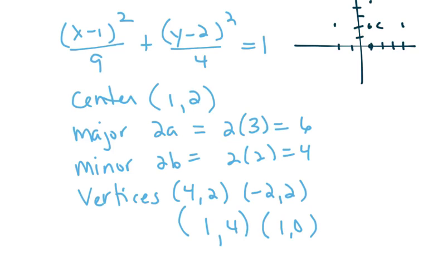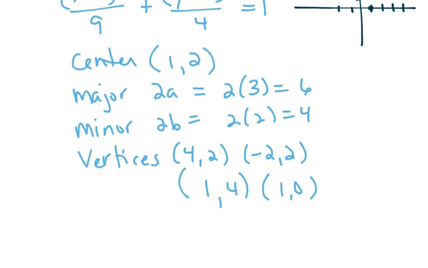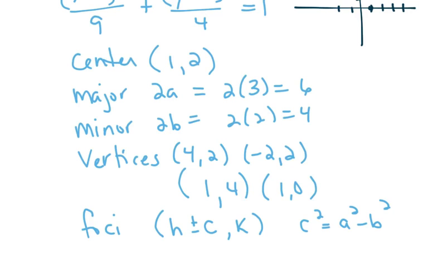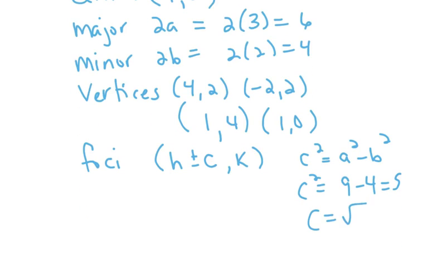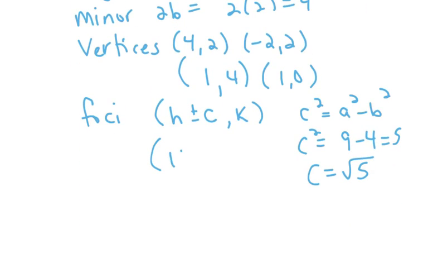The foci always lie on the major axis. In this case, the major axis is the horizontal one. So the foci are at h plus or minus c, comma k. But I have to find out what c is. And remember, we have this thing, it looks almost like the Pythagorean theorem, but it's not really. So I can find c by doing 9 minus 4, which is 5. So c is the square root of 5. So the foci are at, what was the center? 1, 2. 1 plus or minus the square root of 5, comma 2.